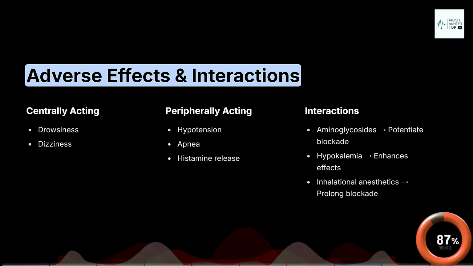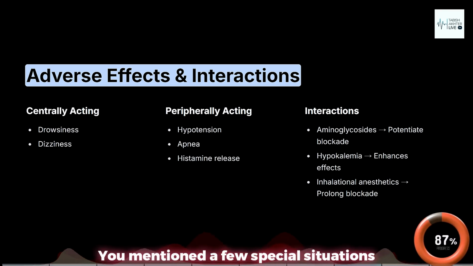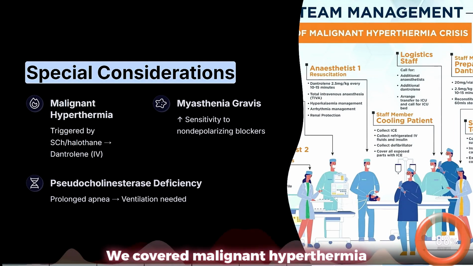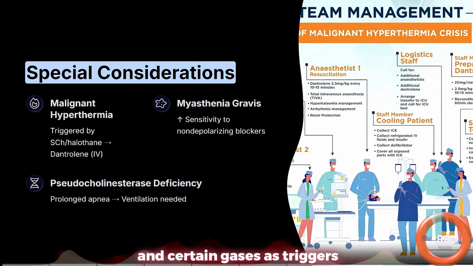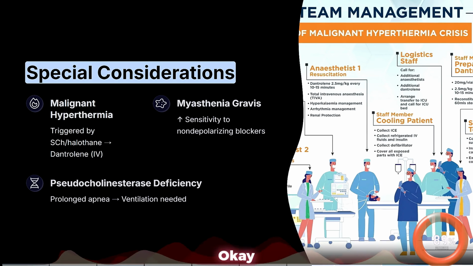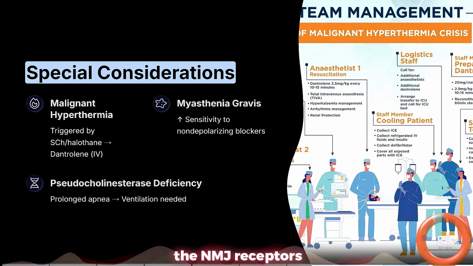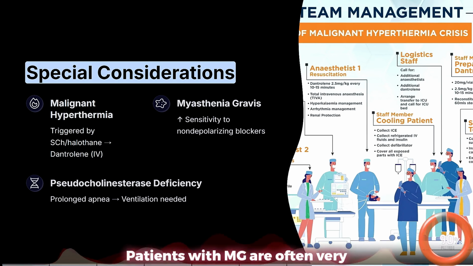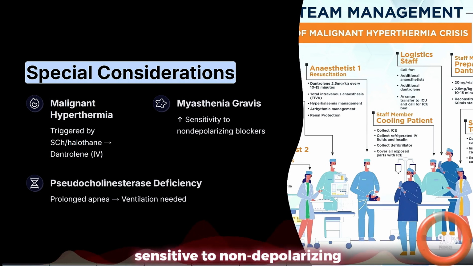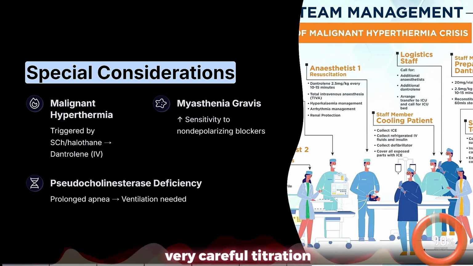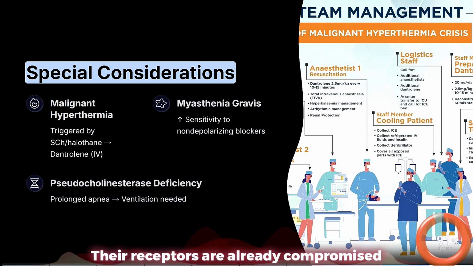Definitely sounds complex. And finally, you mentioned a few special situations, things requiring extra care. Right. We covered malignant hyperthermia, SCh and certain gases as triggers, dantrolene as the treatment. Crucial to recognize and treat fast. Okay. Then there's myasthenia gravis. That's an autoimmune disease affecting the NMJ receptors. Right. Patients with MG are often very sensitive to non-depolarizing blockers. They need much smaller doses, very careful titration. Makes sense. The receptors are already compromised.